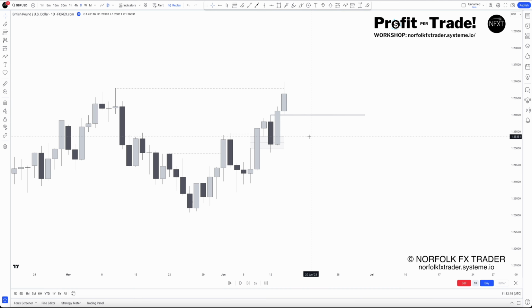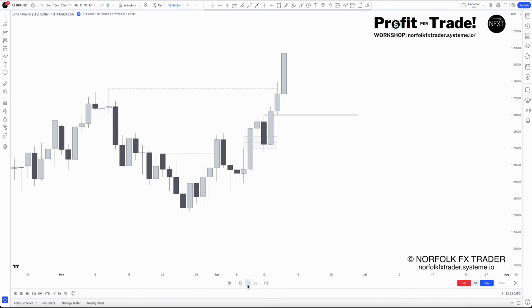Okay, so a great gap there. Potentially we see a push away. We want to see it close through this high next. So there, we've got to close through this high. That is qualifying a continuation.